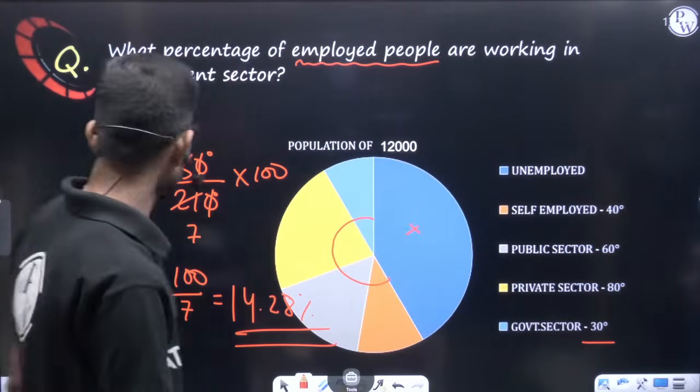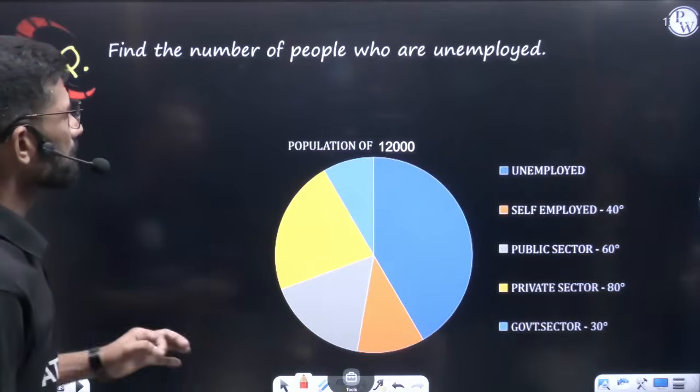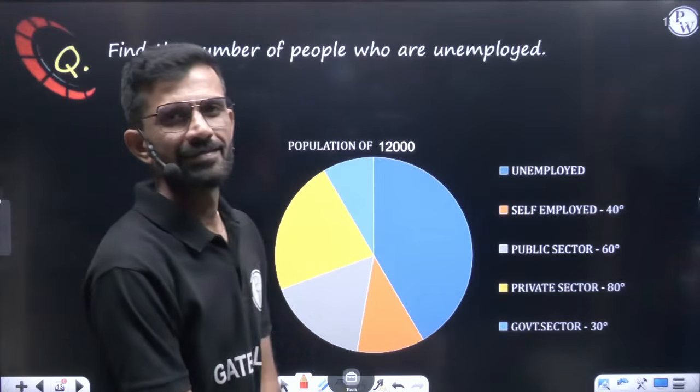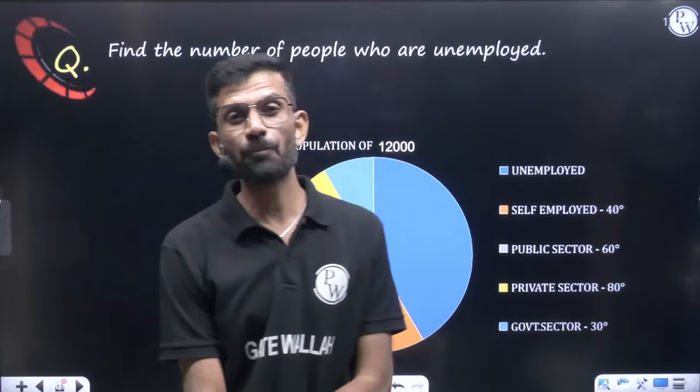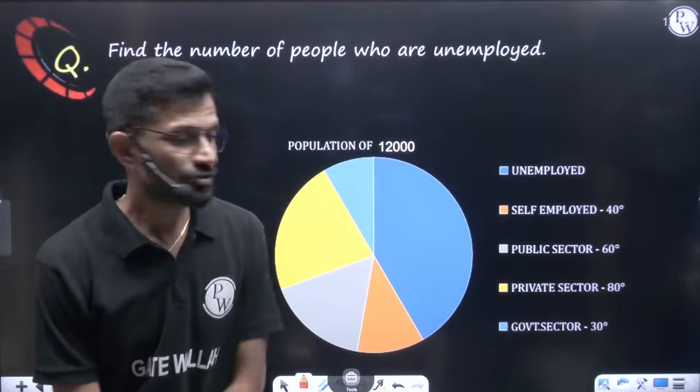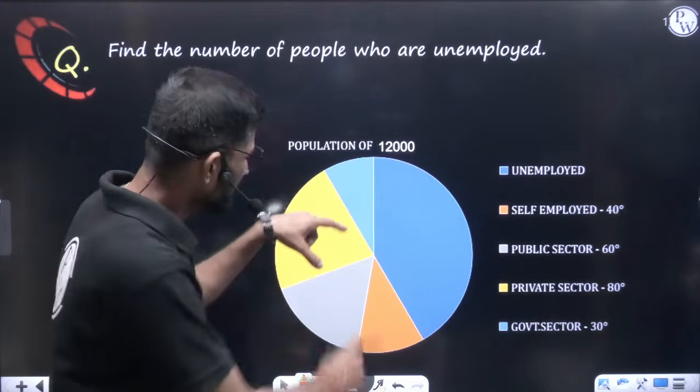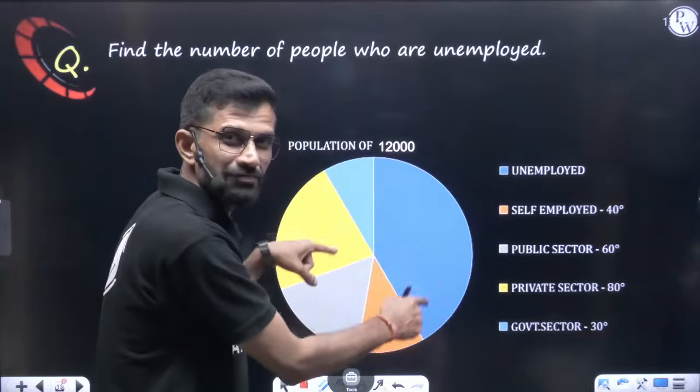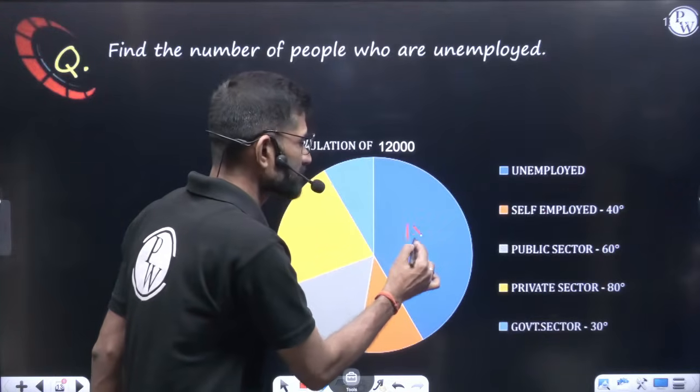Let's see the next question on this pie chart. Find the number of people who are unemployed. Now they are asking you the number of people who are unemployed. So already we have calculated this sector, because this is 210 out of 360; 360 minus 210, this we got as 150 degree.